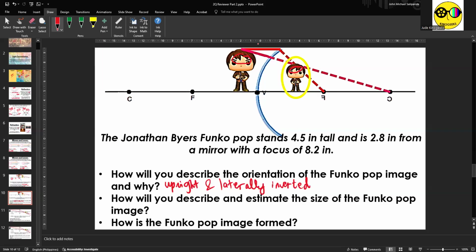Okay, how would you describe and estimate the size of the Funko Pop image? As we can see, the image is smaller compared to the object, so therefore it's reduced. And without performing any calculations, knowing that the height of the Funko Pop object is 4.5 inches, we can assume that the height of the image will be less than 4.5 inches.